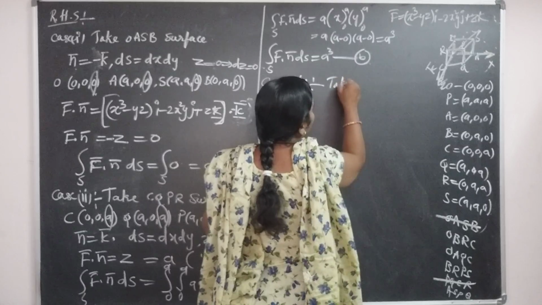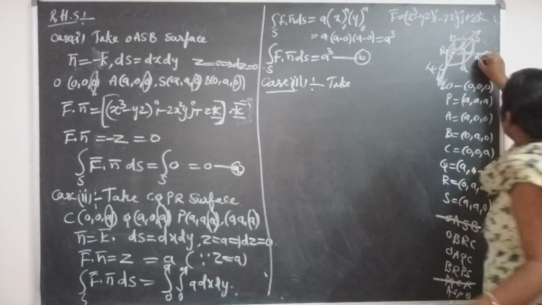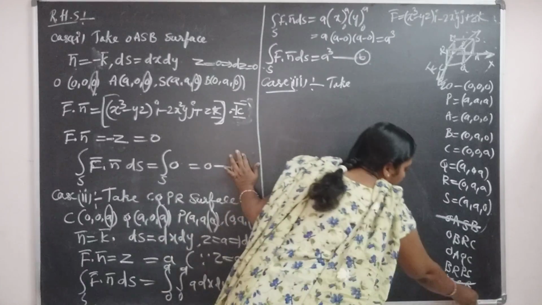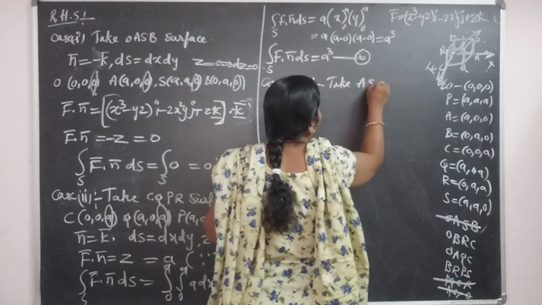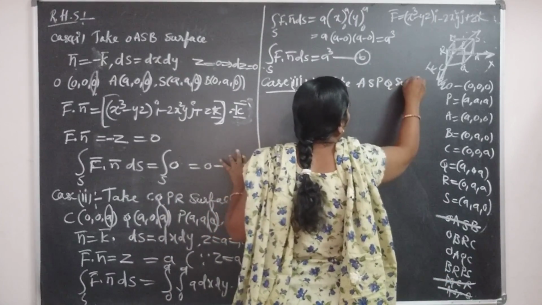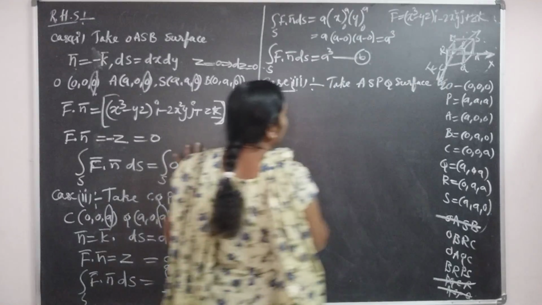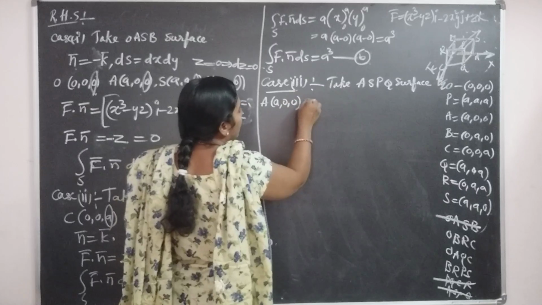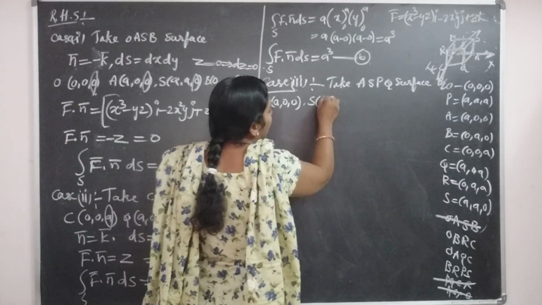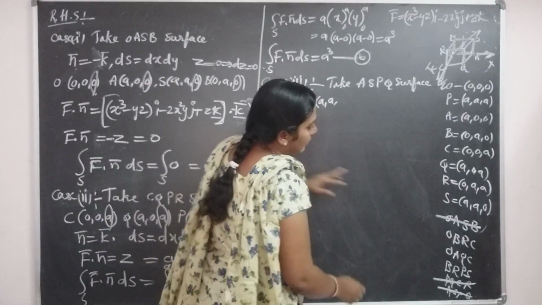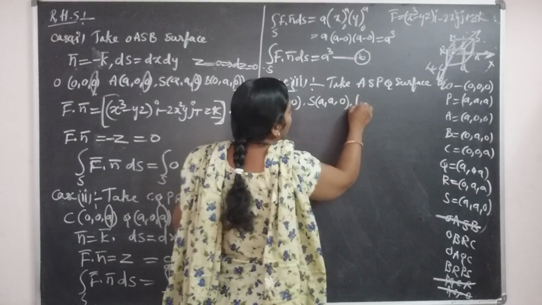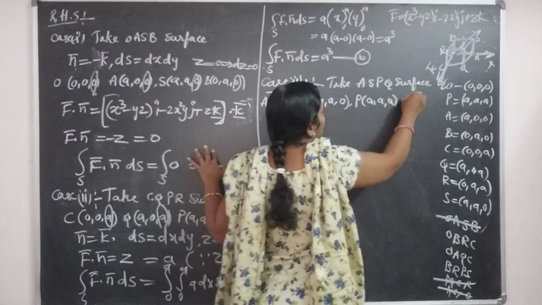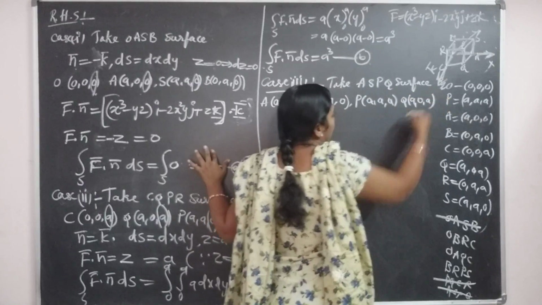Take ASPQ surface. In this, A is (a,0,0), S is (a,a,0), P is (a,a,a), Q is also (a,0,a).